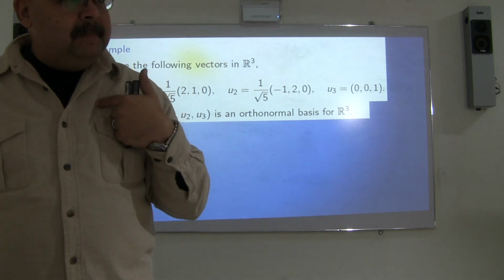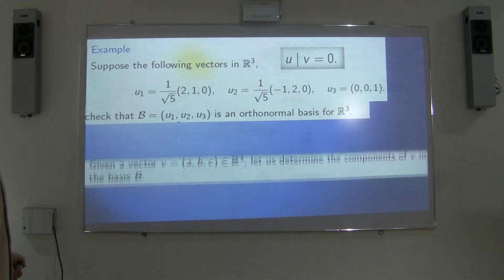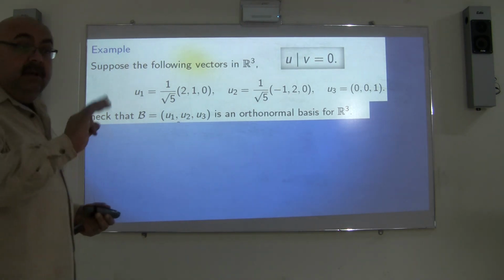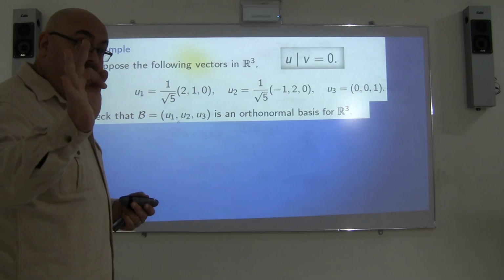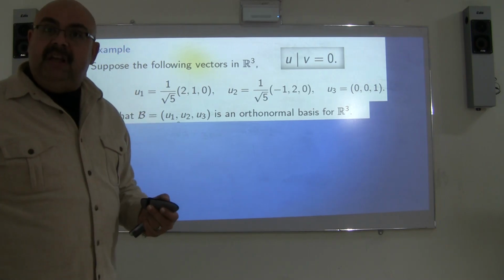Am I right? Yes. So number 1, U dot V is equal to 0. Given a vector ABC, I want to see if they can generate any vector in R3. How many vectors? There are 3 of them, and we are talking about R3. So the dimension is already set. So they can generate any vector.